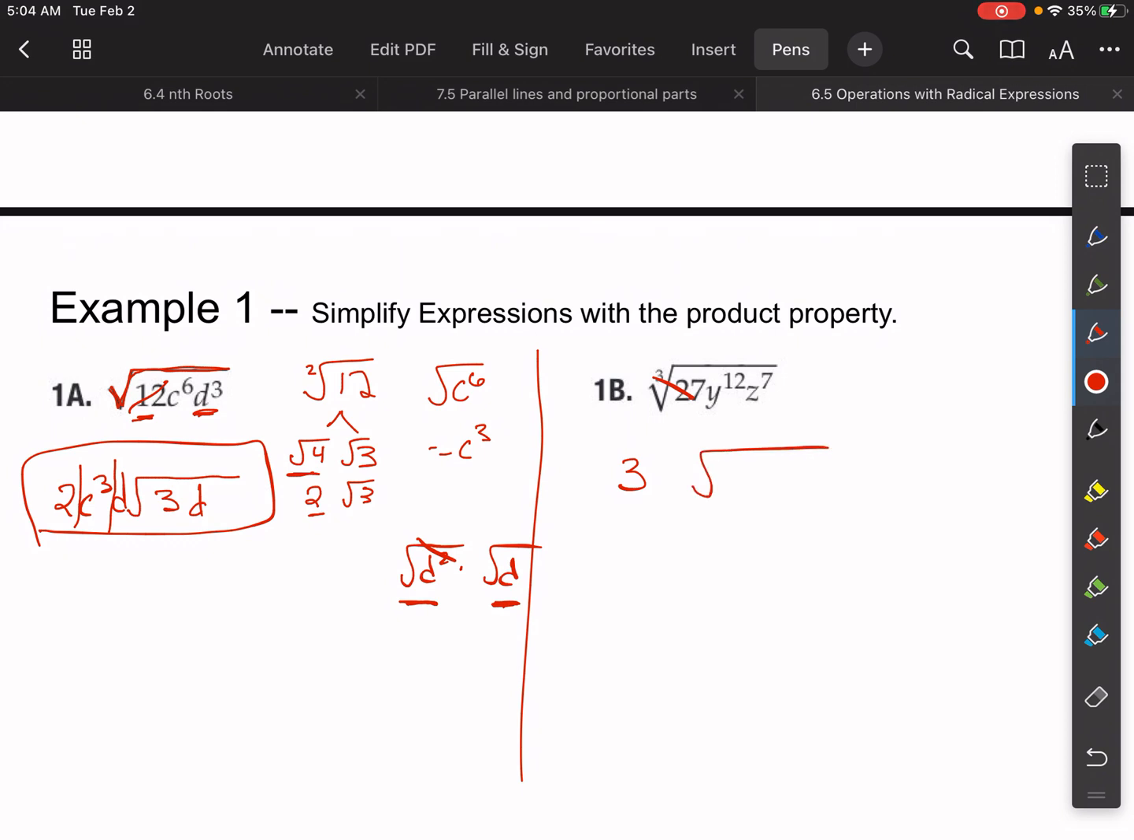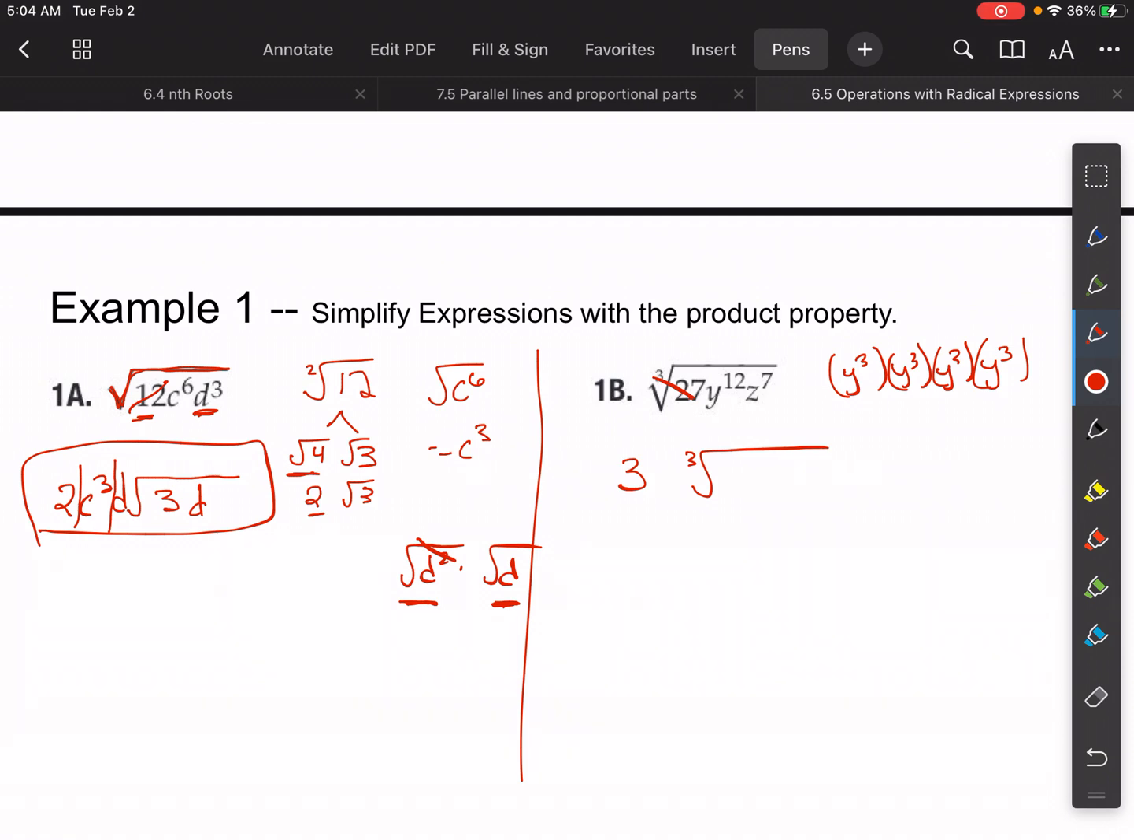Then let's keep our radical there with our third root. y to the 12th. If you think about y to the 12th, I can get 4 groups of y to the third in there. So it's like y to the third, y to the third, y to the third, y to the third. Okay, and there are 4 of these groups.